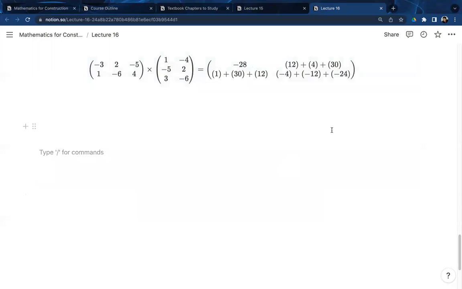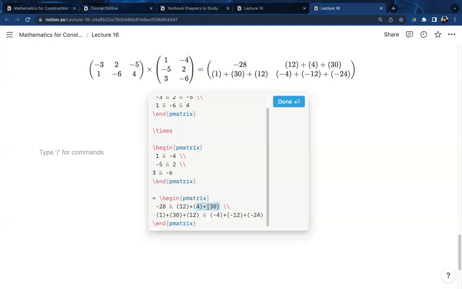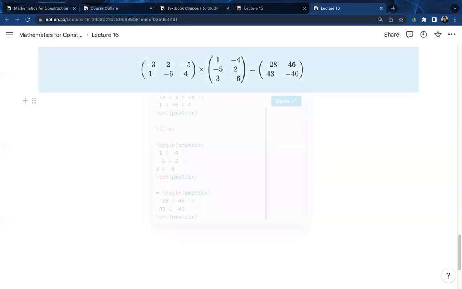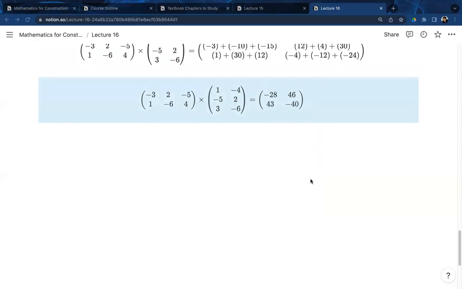This number is positive, looking like 46. Right, that top right corner number there is looking like 46 when you add these numbers here. This bottom left number looking like 43. And all these numbers are negative here. It's probably negative 40. Make sure. I think that's it there, right?